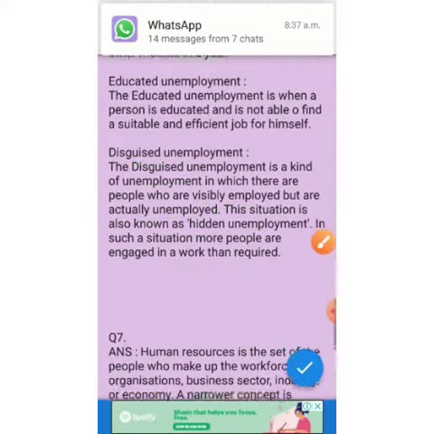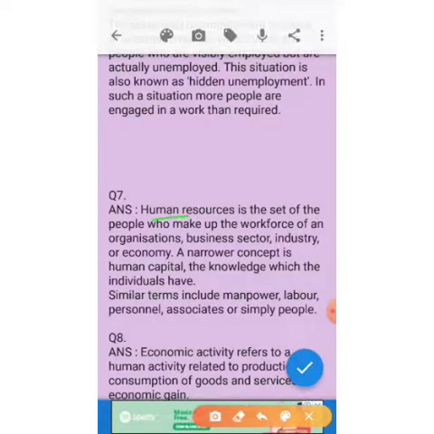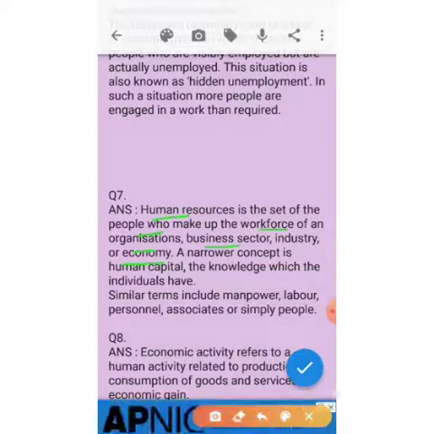Your seventh question is, what do you know about human resource? Human resource is the set of people who make up the workforce of an organization, business sector, industry, or economy. A narrower concept is human capital, the knowledge which the individuals have. Similar terms include manpower, labor, personnel, associates, or simply people.